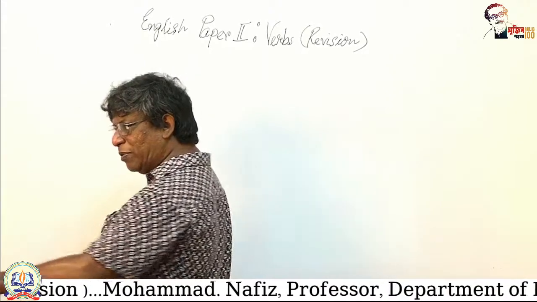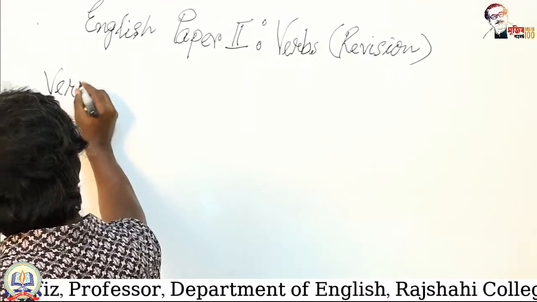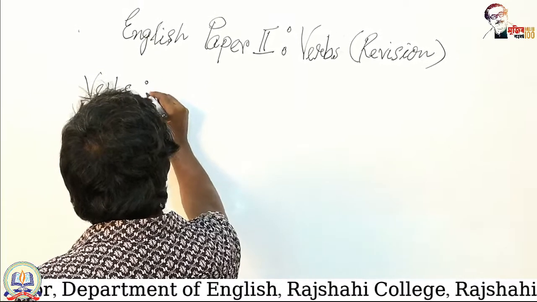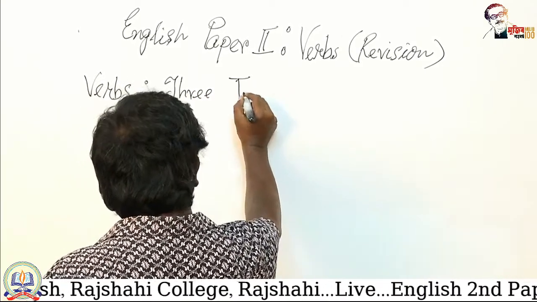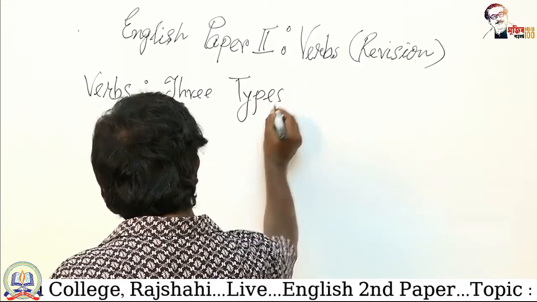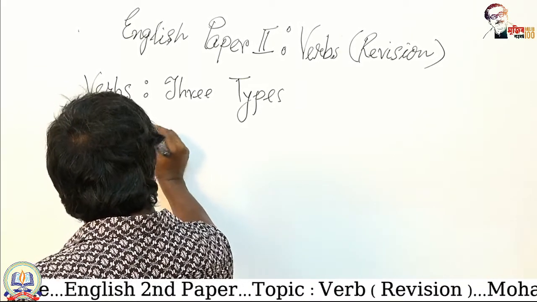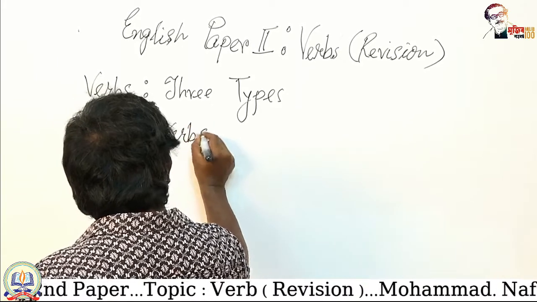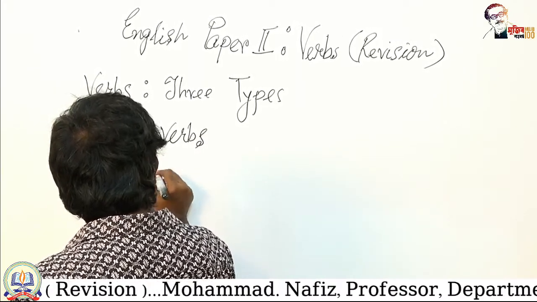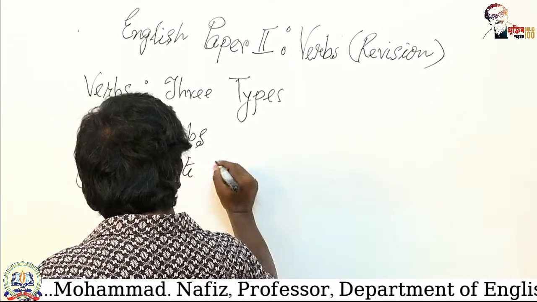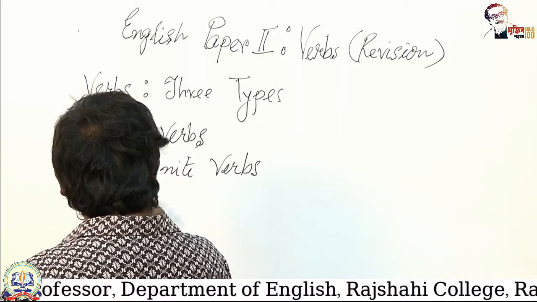Well, in that class you can remember that English verbs are of three types. One, finite verbs. Two, non-finite verbs. And number three, auxiliary verbs.